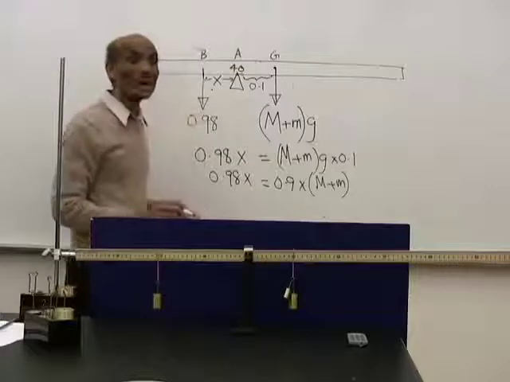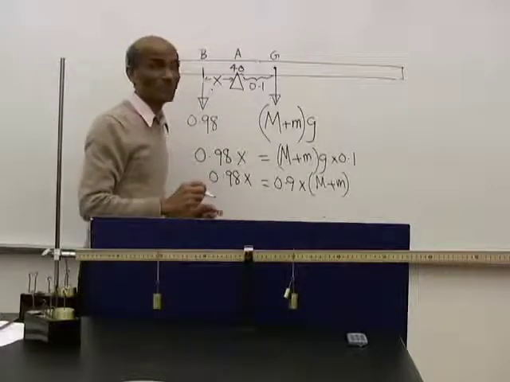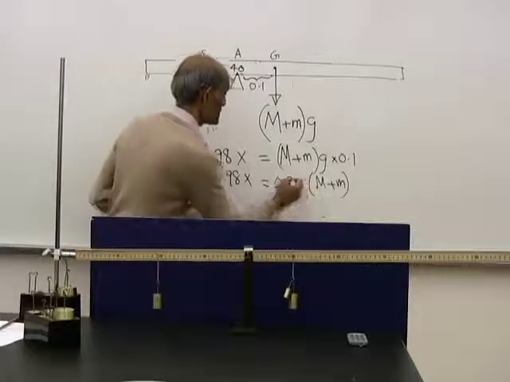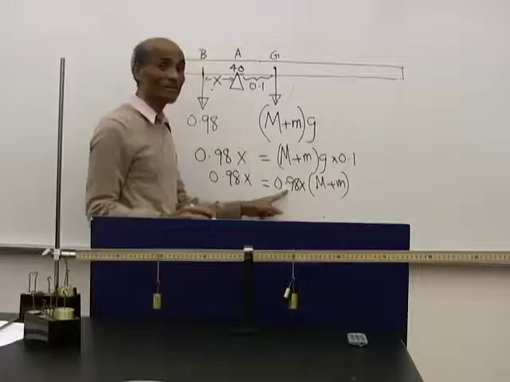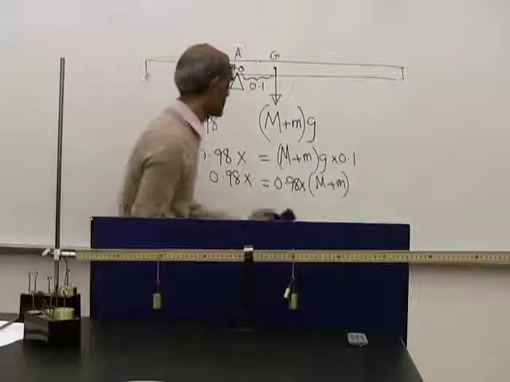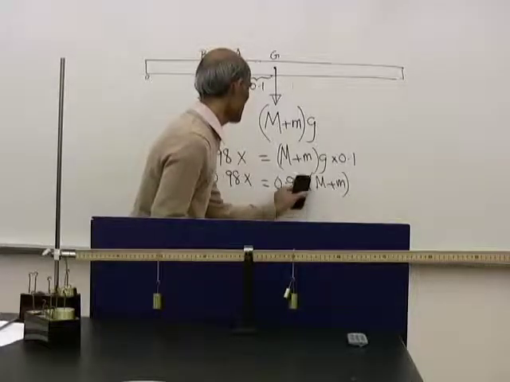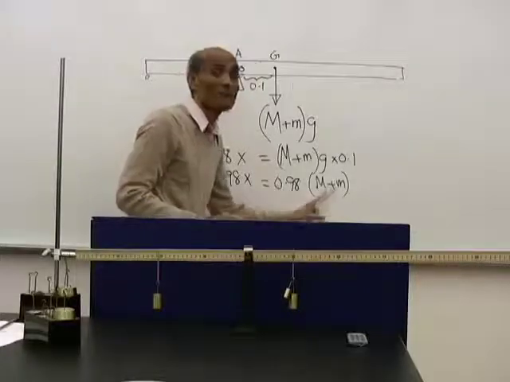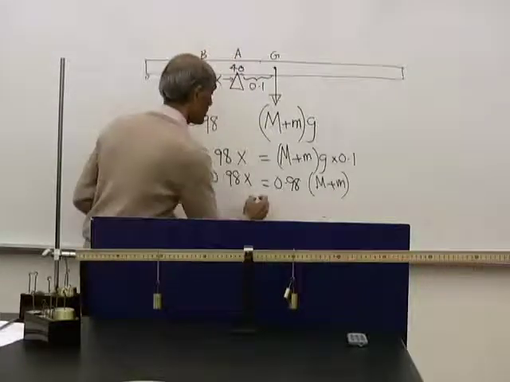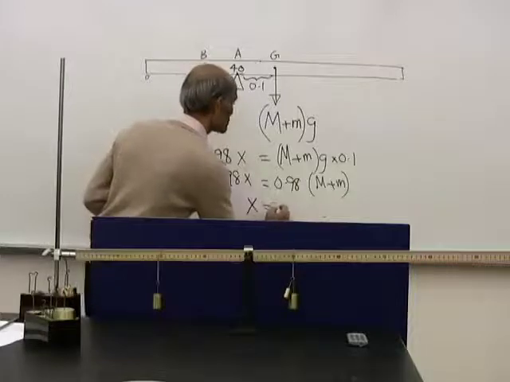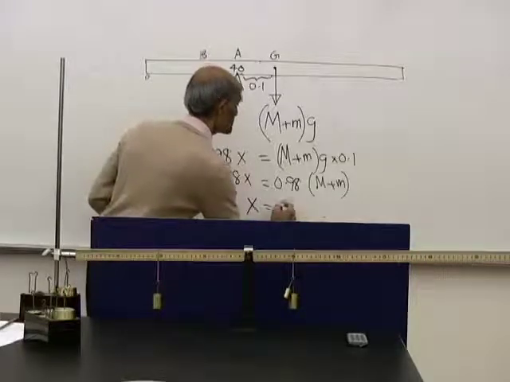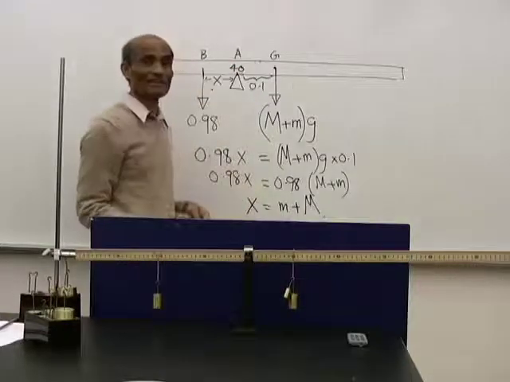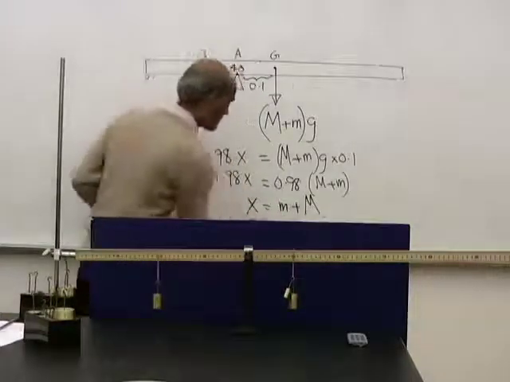Alright, I'm going to now leave it for you. This equation, you can see this is 0.98. That 0.98 and 0.98 will cancel. There is no x there. The right side is 0.98 times big M plus small m. So that will give you x equal to small m plus big M. You see that? What a wonderful equation.